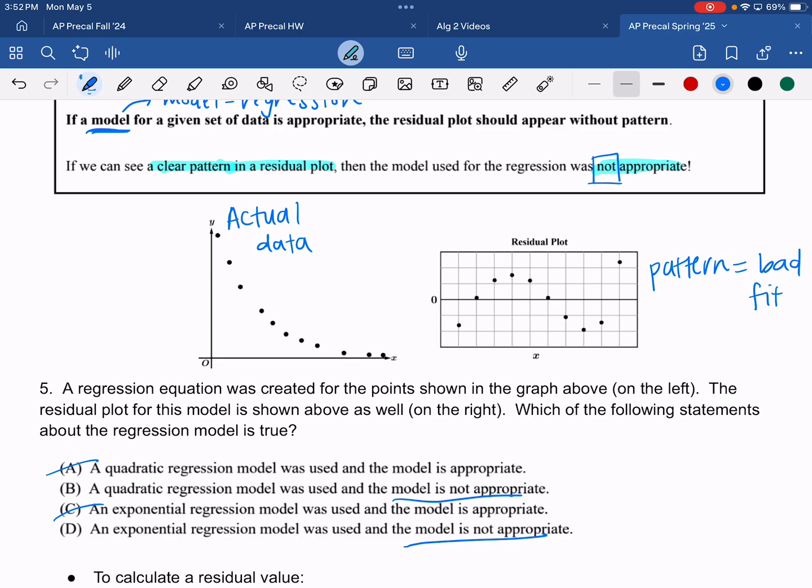Now here's where our logic skills come into play. What type of data was provided to begin with? The actual data is exponential. They picked a model that gave them a bad fit. So did they pick exponential? No. Exponential would have been a good fit. So they must have picked something else. Answer choice B says quadratic, so it must have been that. If they had picked exponential, then we would have had just a random little scattering of residual points, no pattern.